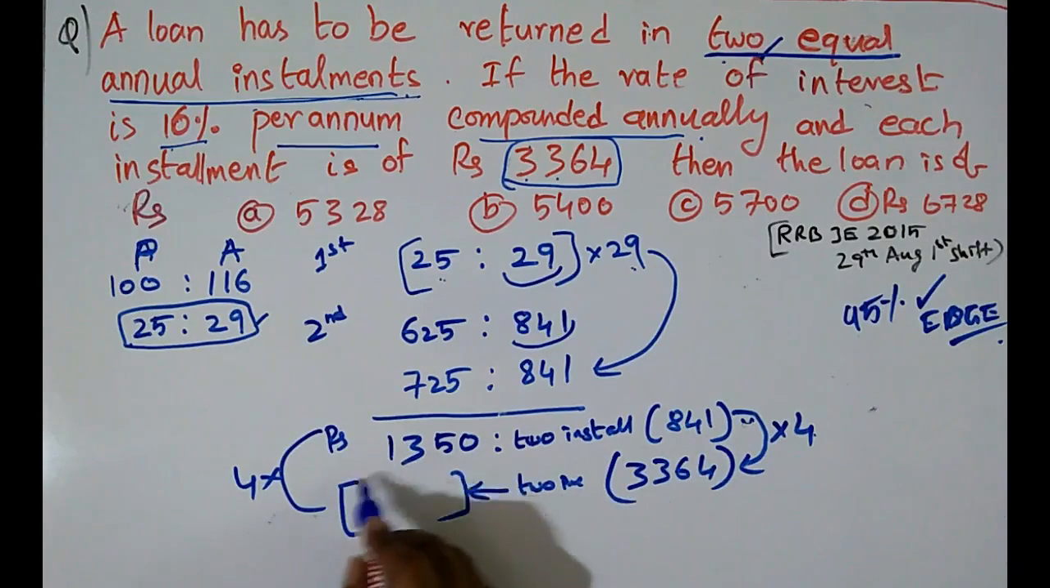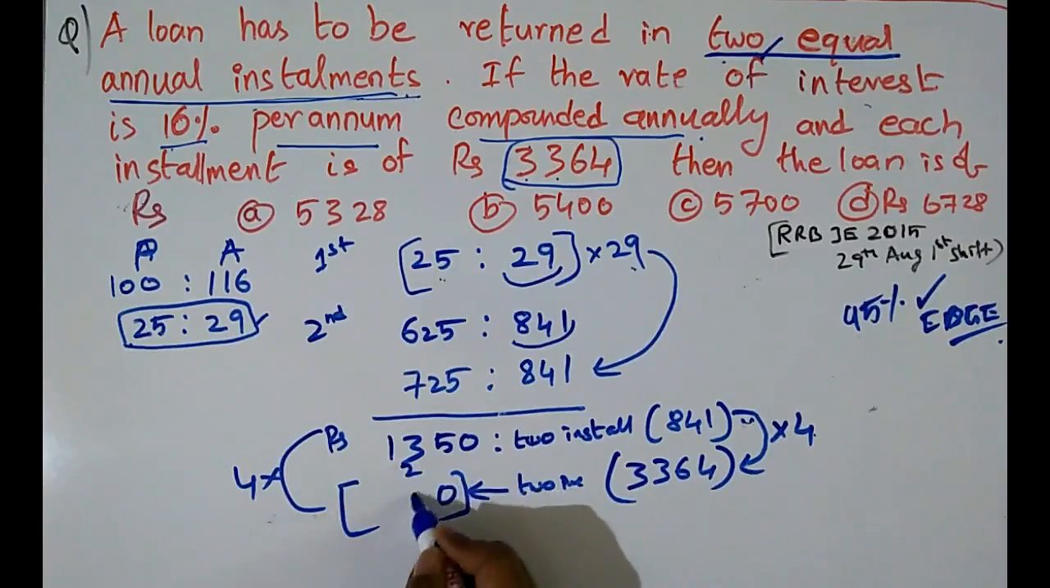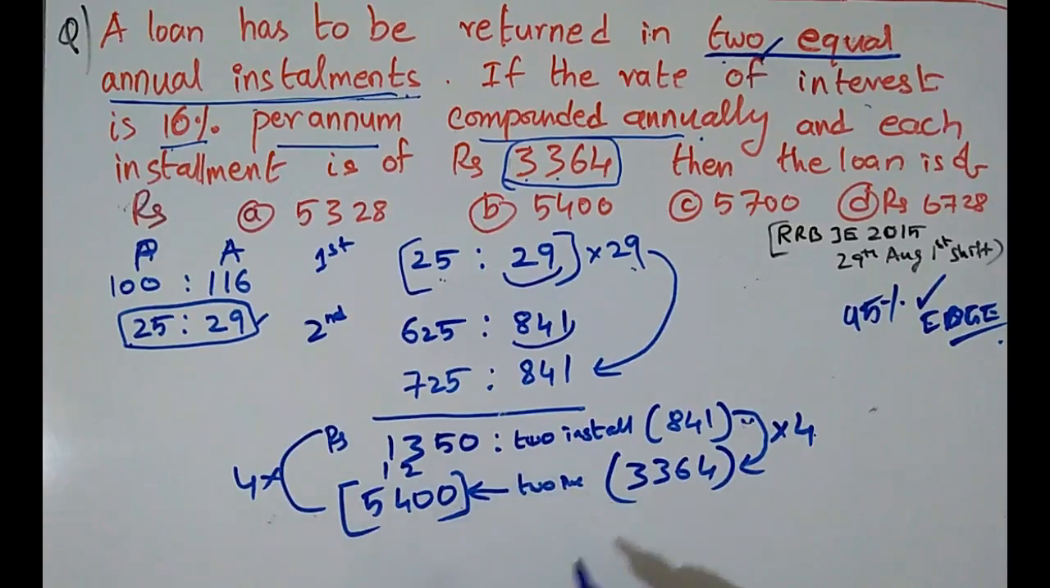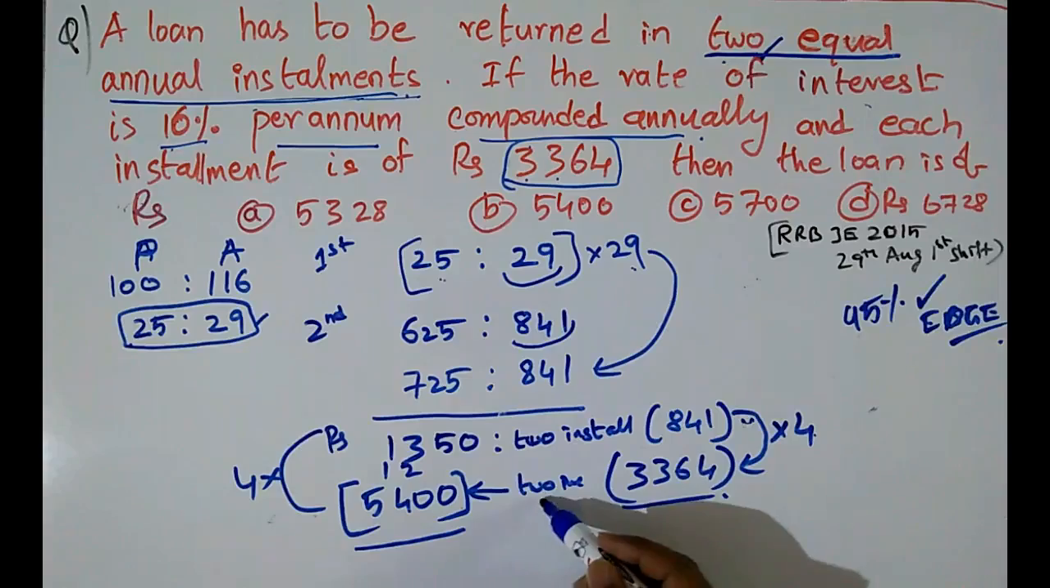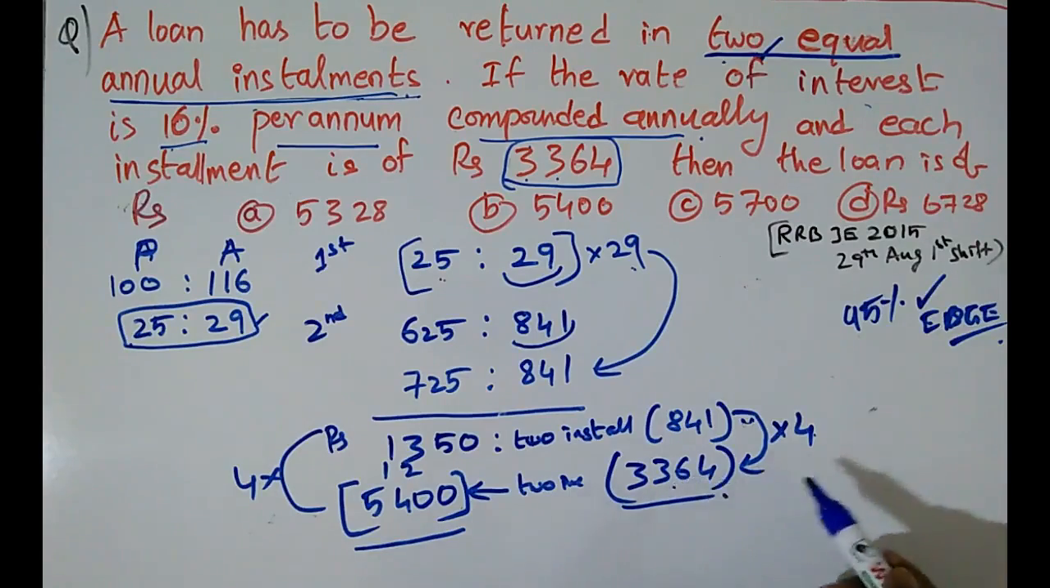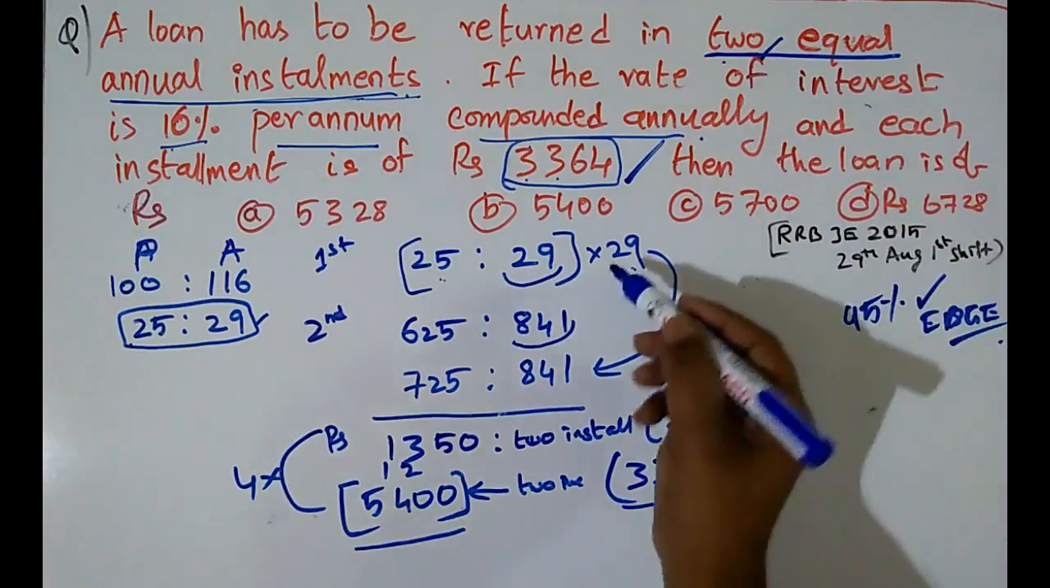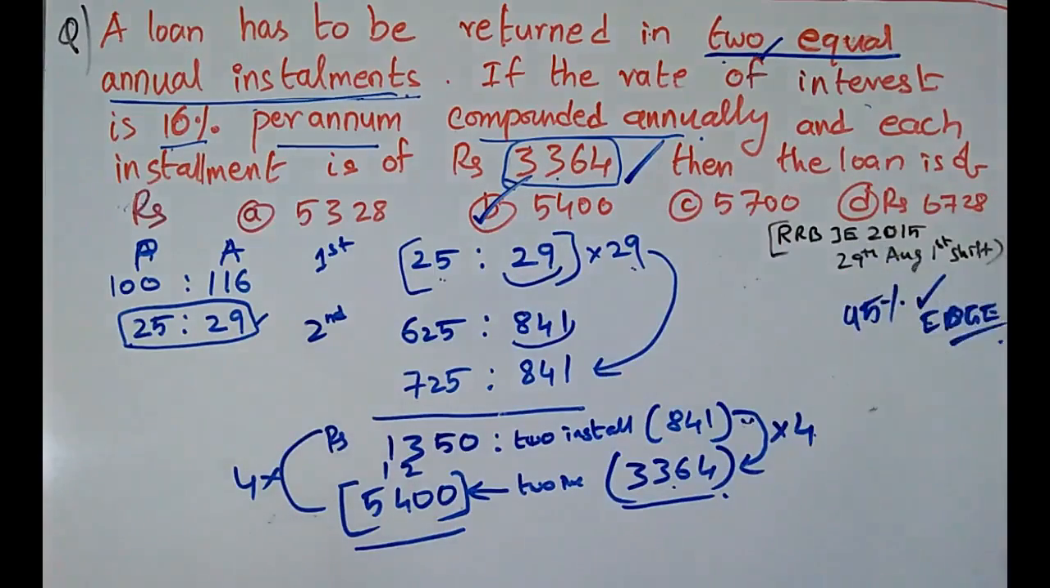So what we will get? 4 5s are 20, 4 3s are 12, 14, 4 5s. So if we take 5400 as the principal loan, then you are going to pay back in two installments of 3364 rupees. So the answer is 5400, friends. I hope this will help you a lot in your exam. Let us see another problem to familiarize with this model.